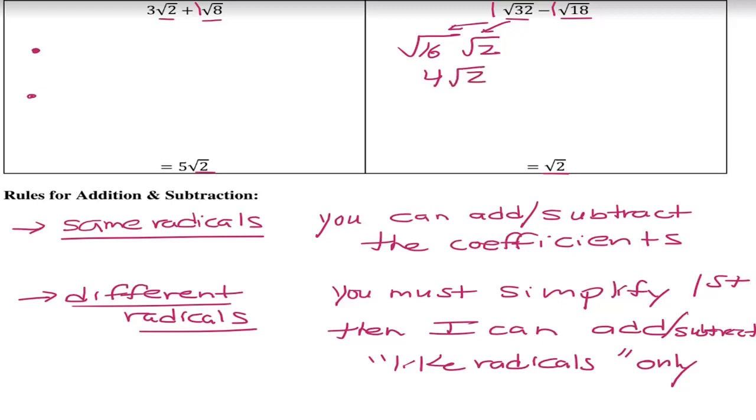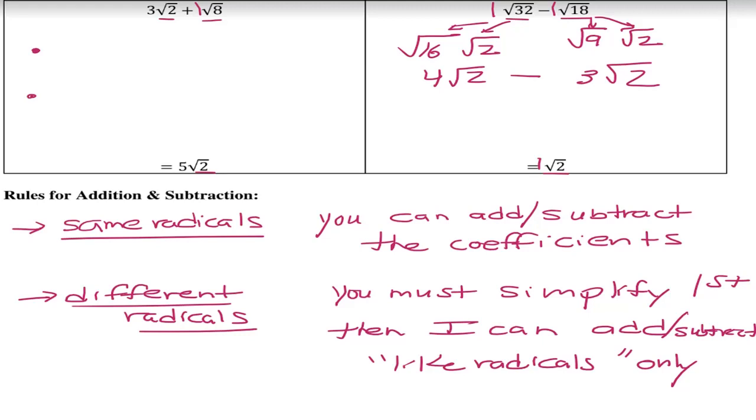I'm going to do the same thing for 18. 18, I know the perfect square that goes into 18 is 9. And again, 9 times 2 makes 18. So this will simplify to 3 radical 2. Now, can you see how I would get technically a 1 radical 2? 4 minus 3. Now that they are like radicals, I can just add or subtract the coefficients, the numbers in front. 4 minus 3, I get 1.